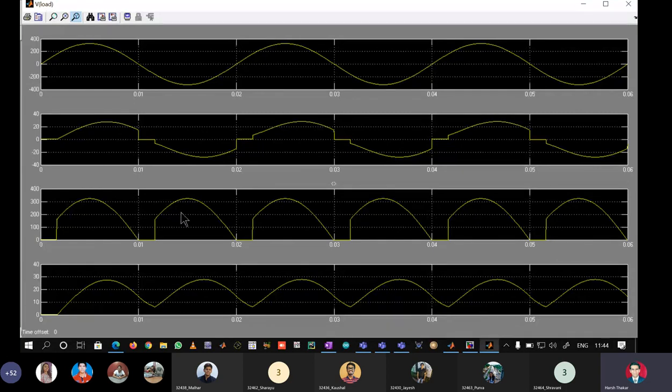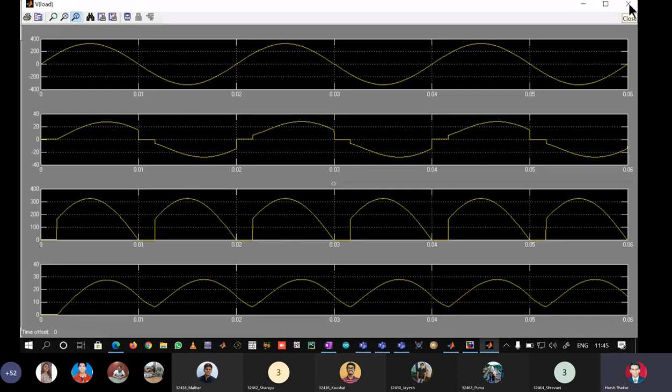I repeat that when the load was purely resistive, the load voltage was looking exactly like this, but the load current was purely sinusoidal, and the load current was peaking at pi by 2, the same as the instant at which the load voltage peaked. Now we have added a 20 millihenry inductance to the load, and we are seeing here that the load current is attaining a peak at an instant after pi by 2. I repeat that the effect of adding inductance in the load is that it is getting filtered off.